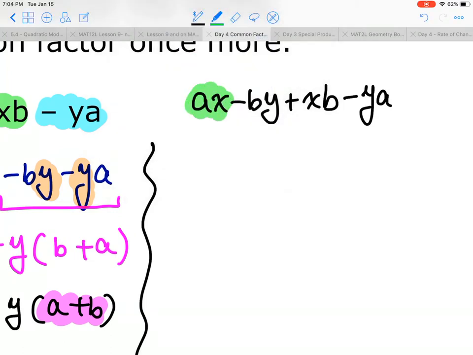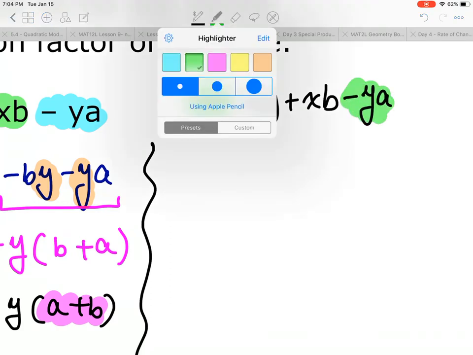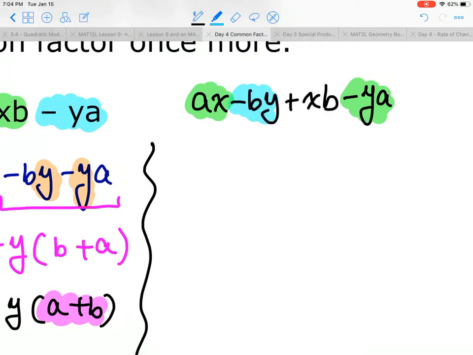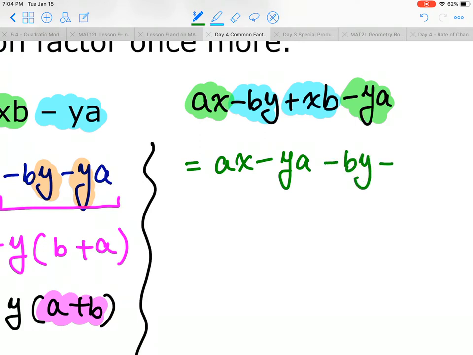Our ax has something in common with negative ya. And then negative by has something in common with a positive xb. So then this gives me ax minus ya, and then minus by plus xb. Now I will rearrange this so that x actually comes first, alphabetical order.